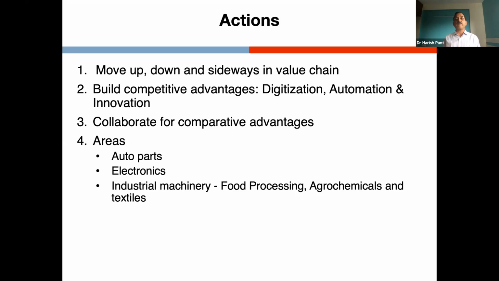Electronics is another domain. Third is the industrial machineries, which will go mainly for food processing, agrochemicals, textiles, and all. So these three are the areas, particularly in manufacturing, which might be of immediate interest.